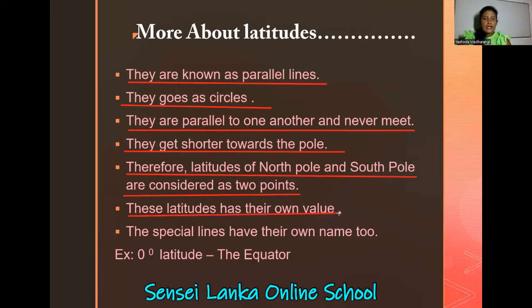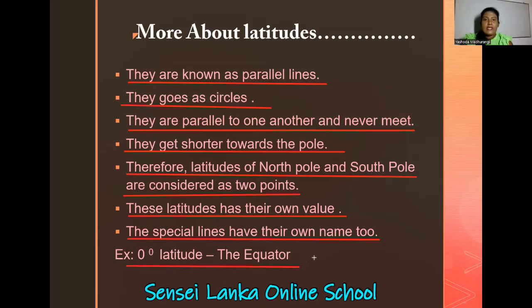These latitudes have their own values. They have a value. I will teach them. The special lines have their own names too. Some of these lines have names. The first one I drew here in the middle, it is the equator, 0 latitude. Value is 0. It has a name, the equator.